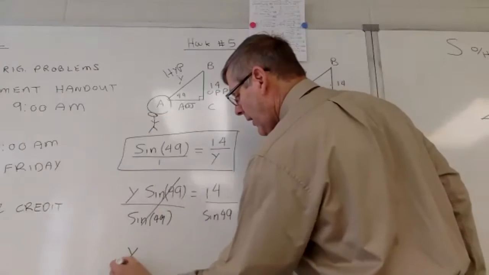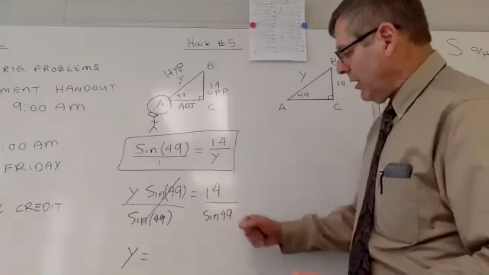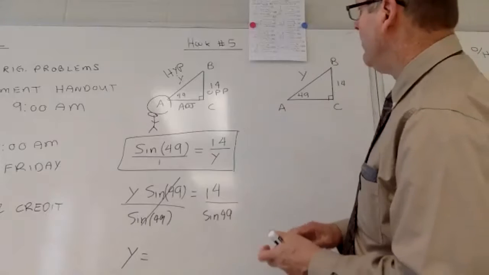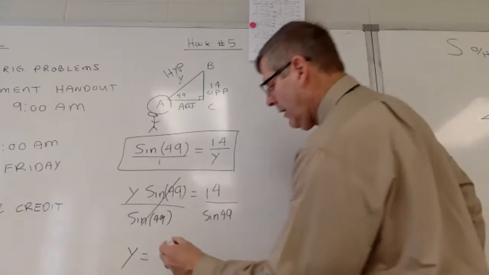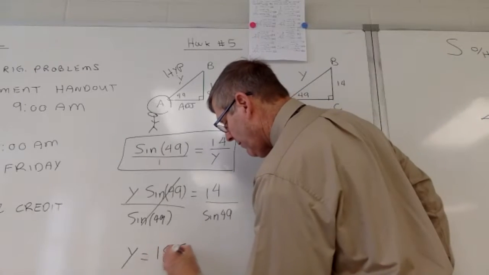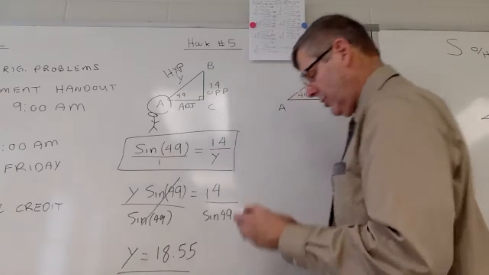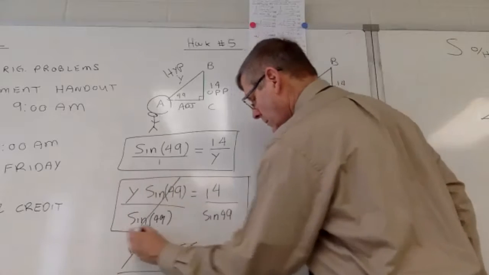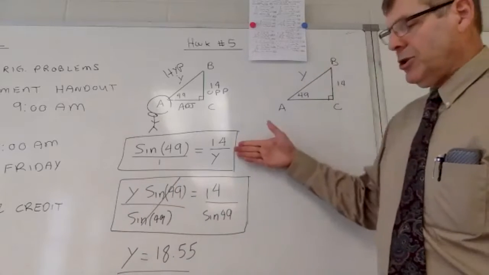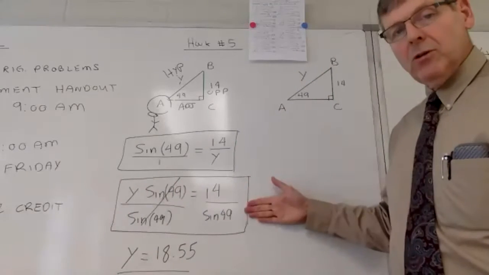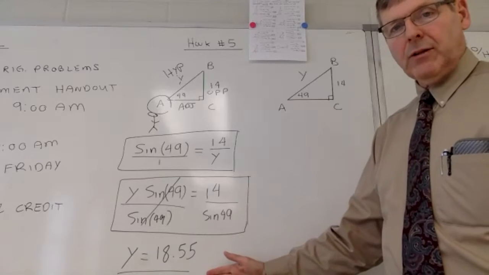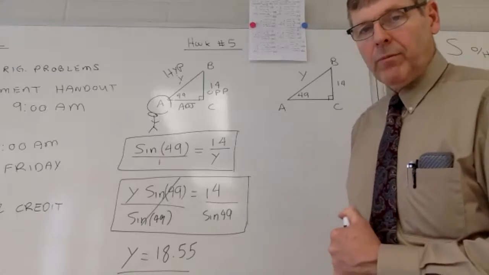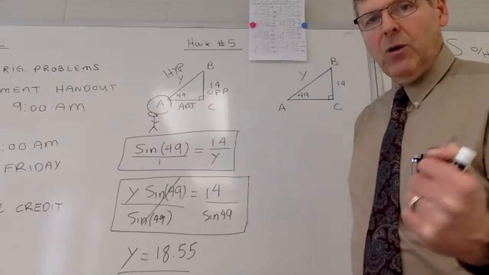That cancels, so now I get y equals, all right, let's make sure our calculator's in degree mode. What is 14 divided by sine of 49? 18.55. And there's your answer, okay? So the key things to get full credit on the quiz is to show me this setup, show me how you solve for y, and write the answer, okay? These three things will give you full credit on the quiz problems. Any questions on that?